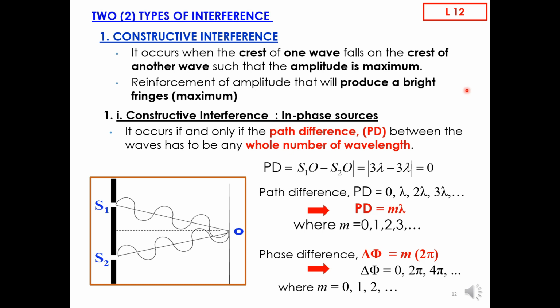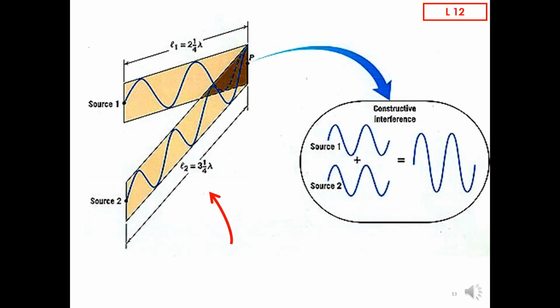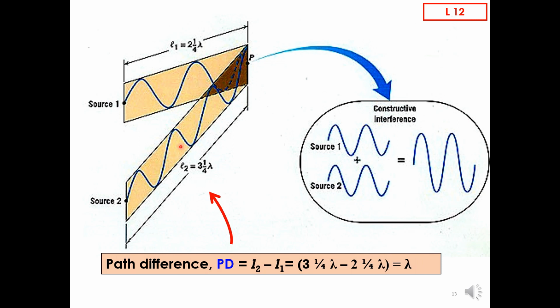Okay, next, so these are the two types of interference. The first one, we start with constructive interference in-phase source. Oh, before that, okay, look at this slide. Okay, the example for the constructive interference in-phase source.